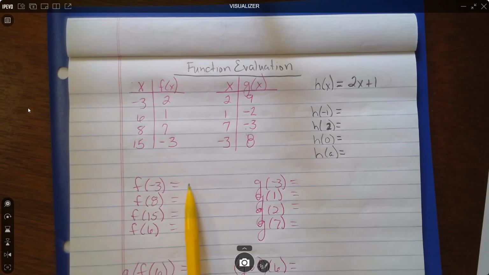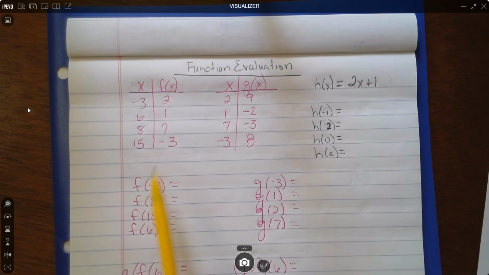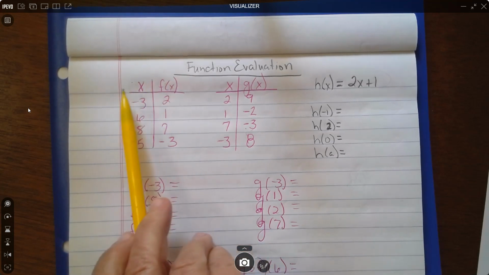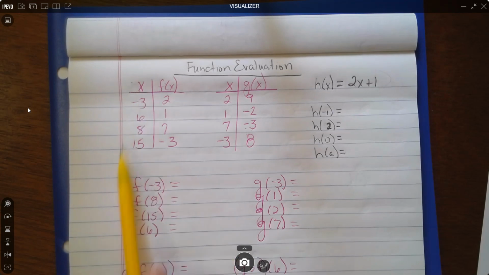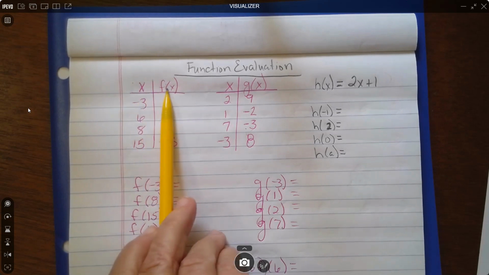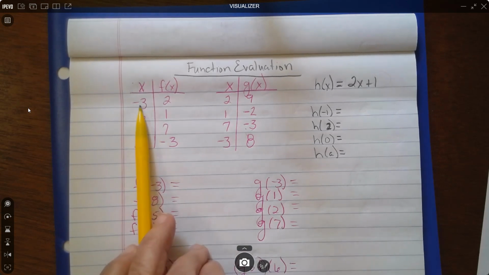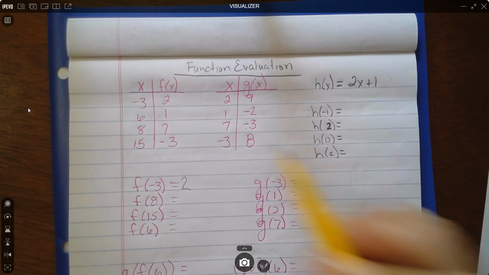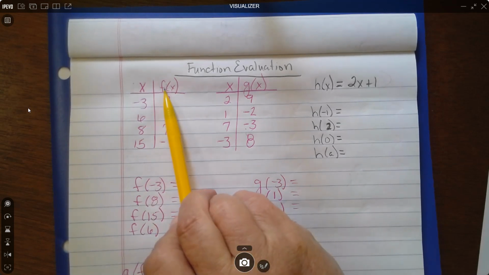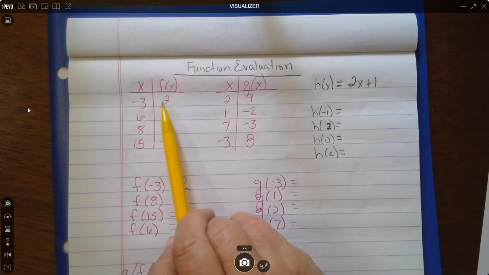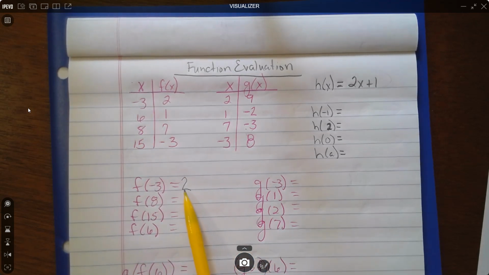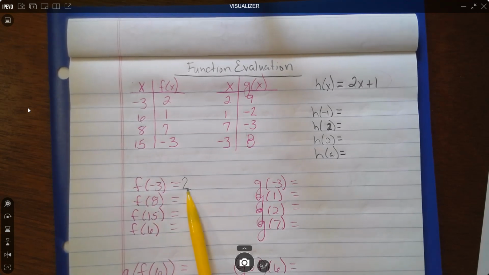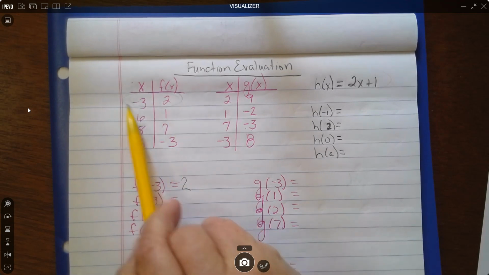So to answer this question, I'm going to find the f function. Here's the f function. I'm going to go to the x list and find the x value that they gave me, which is -3. So here's the x list for the f function. There's the x value, -3. I'm going to look right here and I'm going to understand that the answer is 2. So the f function has a dot at the point -3, 2. So the y value of the f function when the x value is -3 is 2. And I got that information right there.